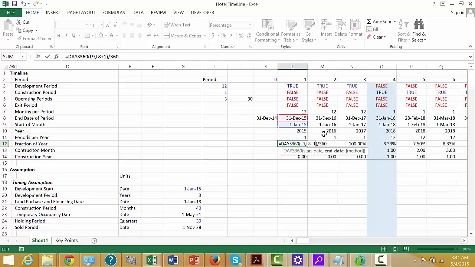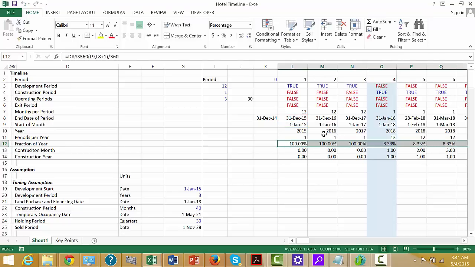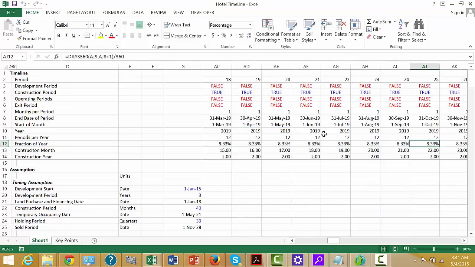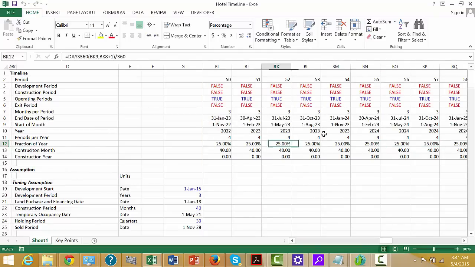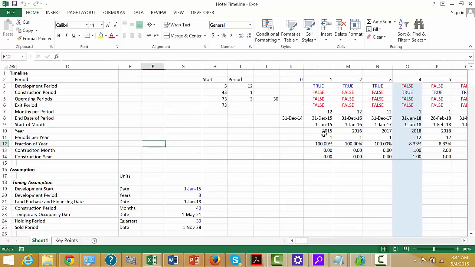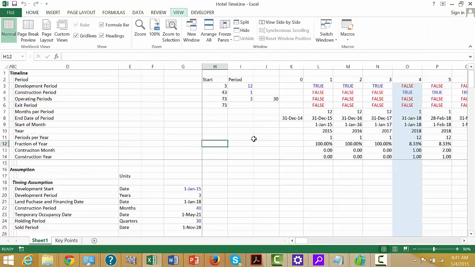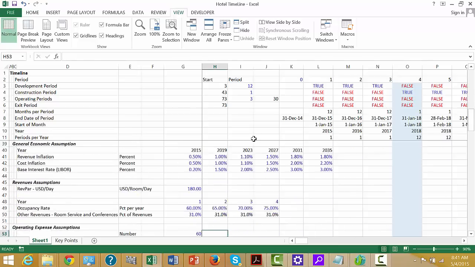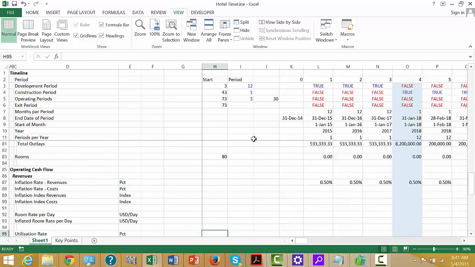I think we might have to put 1 here, so it's 8%, and then it switches to the quarterly, and I think Alt WFF. Oops. Alt WFF. Okay, that just freezes the panes. And so what we need to do here is not divide it by 12.